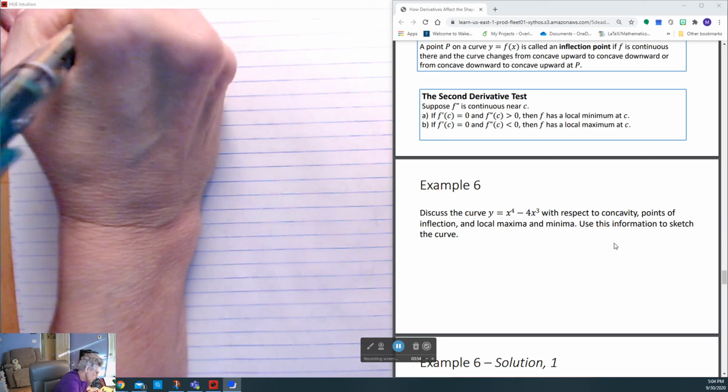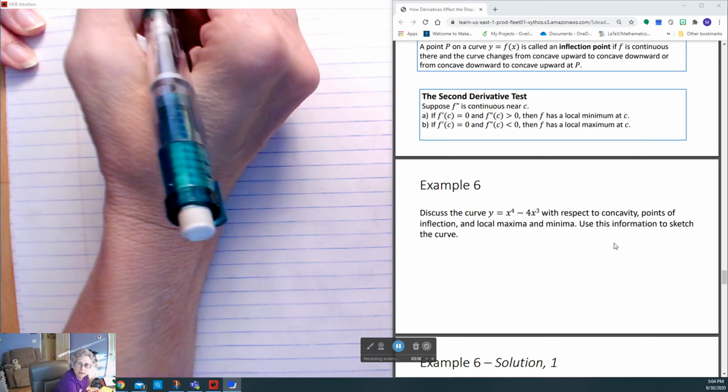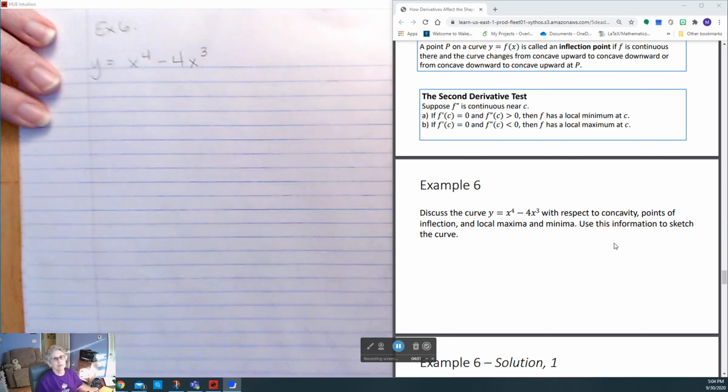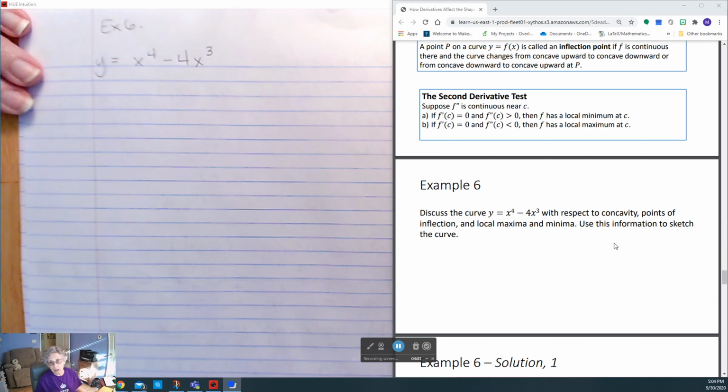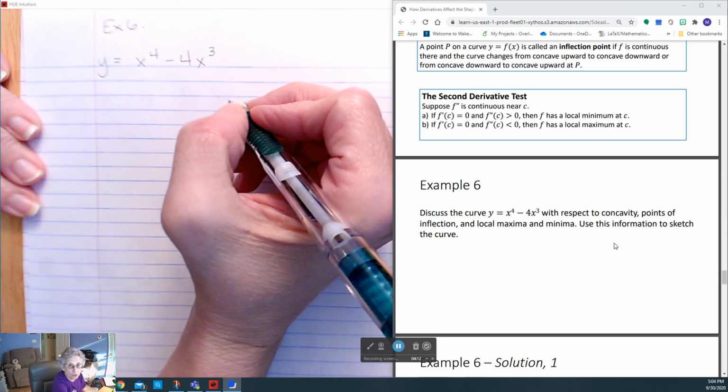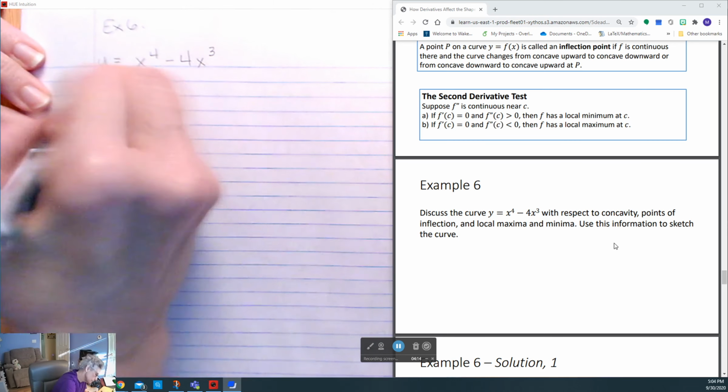So it is a 4th degree polynomial. Even without knowing calculus, we have a pretty good idea what it looks like. Positive leading coefficient, its ends go up. And we also know where it crosses the x-axis.